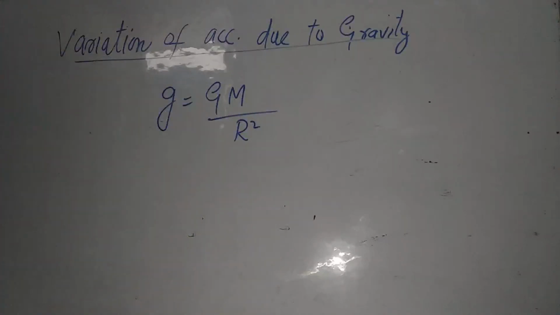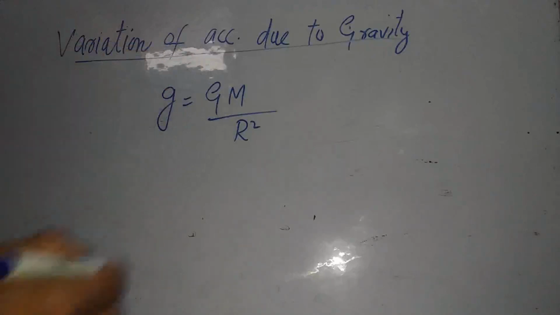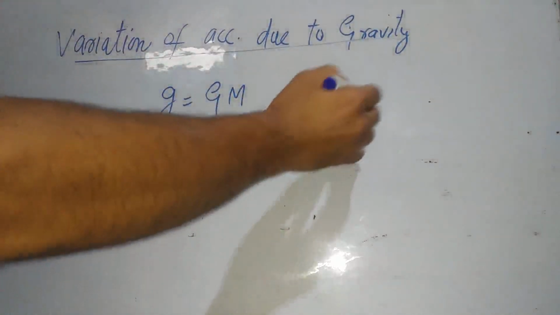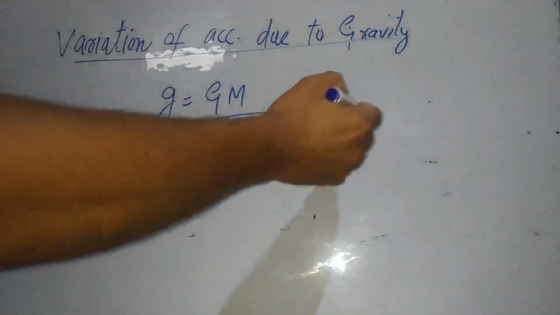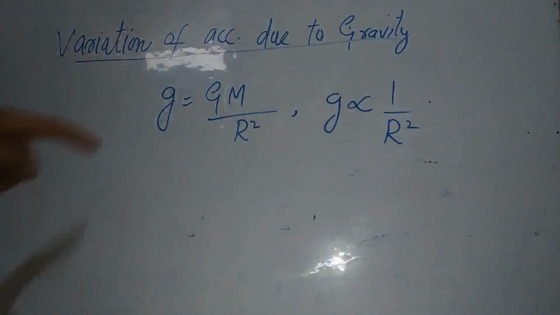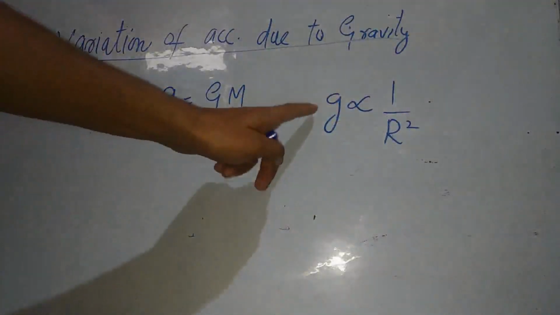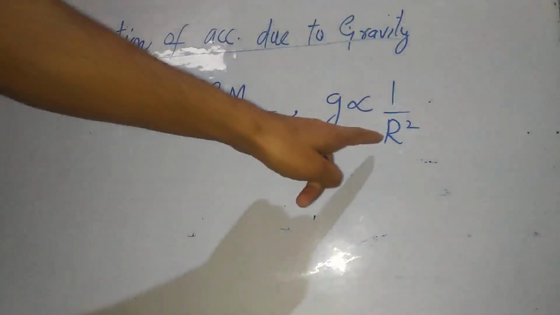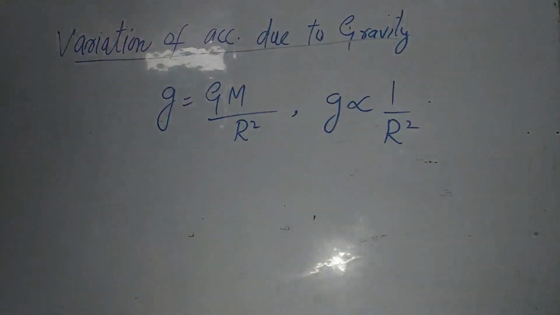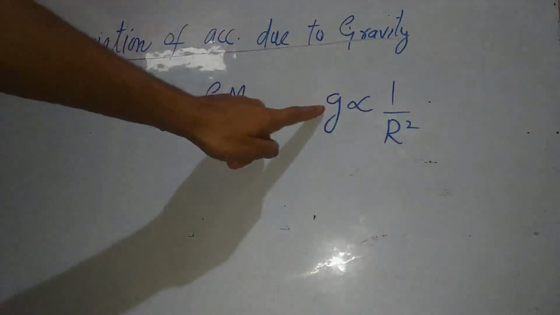It can vary. How can it vary? The gravitational constant and the mass of the Earth are always constant. So we can say that g depends only on r. So g is inversely proportional to r square. As the radius of the Earth decreases, g will increase. As the radius of the Earth increases, g will decrease. If r increases, g will decrease. If r decreases, g will increase.